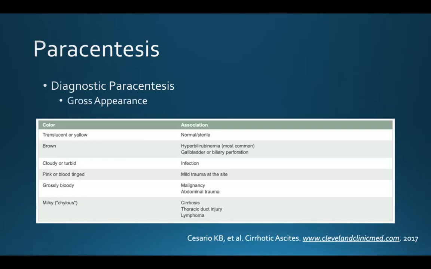And it has the potential to look several different ways as outlined in this table. Most of the time it's clear or yellow, but it can be cloudy in the case of infection. It can be blood tinged due to mild trauma. It can be grossly bloody due to malignancy or abdominal trauma, or it could be chylous.